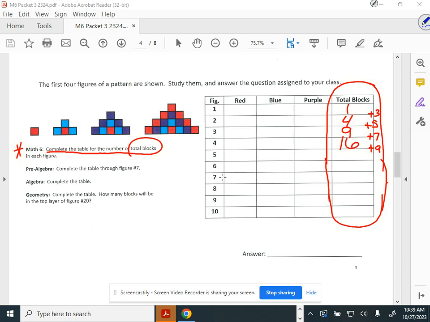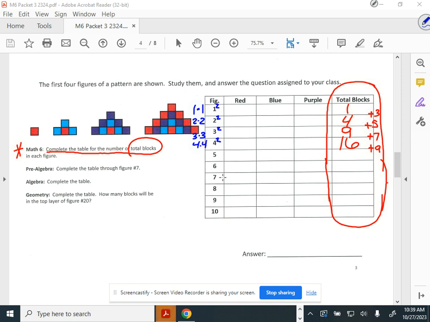So if we look at the 1, I had figure 1. 1 times 1. If I square the number 1, that's 1 times 1, it's 1. If I square the 2, 2 times 2 is 4. If I square the 3, 3 times 3 is 9. If I square my 4, 4 times 4 is 16.